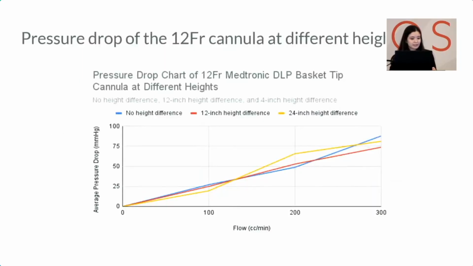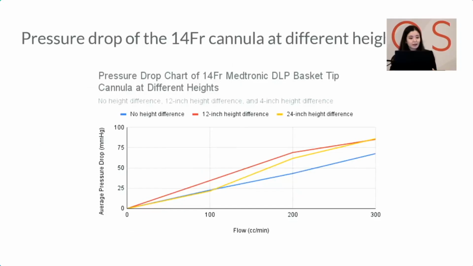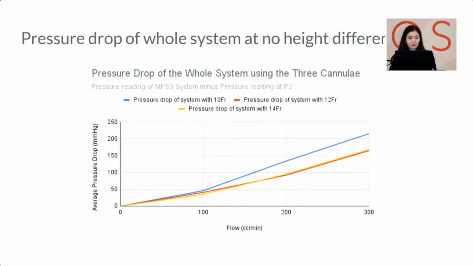And to make life easier, you will see that for the 12 French cannula, it was also statistically significant for the same controls, and also for the 14 French cannula. So all in all, those are pretty cool, but how do the cannulas differ from each other? So then we created this pressure flow graph, and what is different between this one and the last ones is it captures the pressure drop of the entire system and not just the cannulas on their own. So we went all the way from the Quest MPS back pressure to the outlet of the cannula, P2.